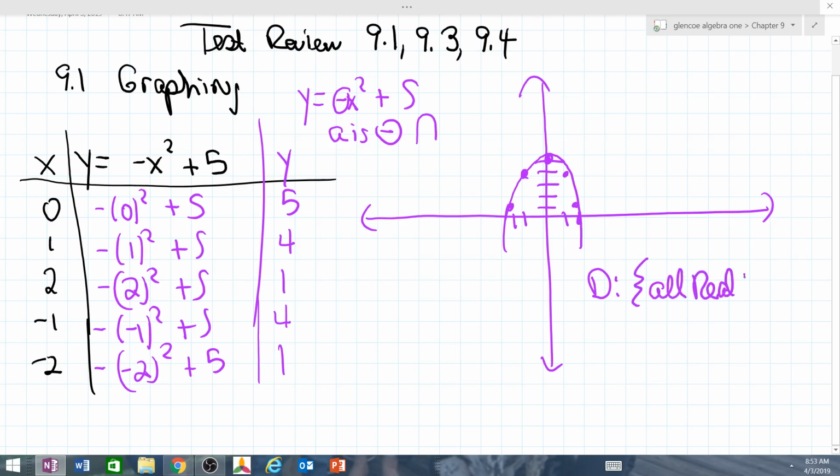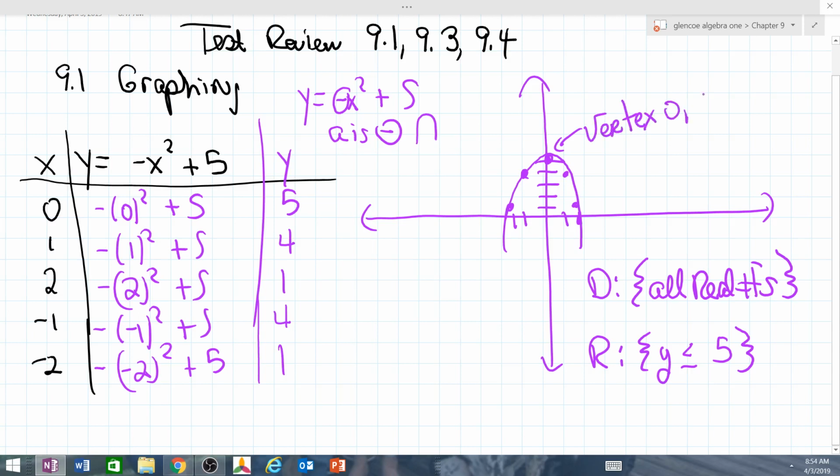The domain and the range need to go in set builder notation. The range, when the graph is opening upside down, meaning that a is negative, in this case, the range will be y is less than or equal to the y coordinate of the vertex. So y is less than or equal to 5. Okay? So that's a nice simple one.